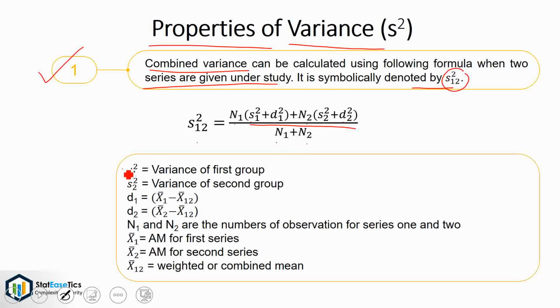Here S1 square is the variance of the first group, S2 square is the variance of the second group, D1 is equal to x1 bar minus x12 bar, D2 is equal to x2 bar minus x12 bar, N1 and N2 are the number of observations for series 1 and 2. X1 bar and X2 bar are the arithmetic means for the first and second series respectively. X12 bar is the combined mean.